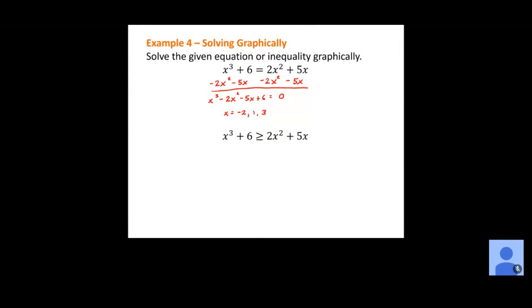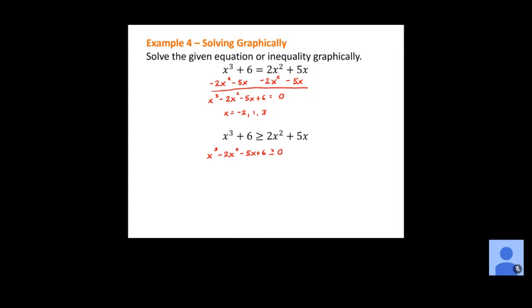All right, so the next one we've got is an inequality. Notice all the values are the same. We're still going to do the same thing in moving everything to the left-hand side. So when we do that, it should give us exactly the same thing we had before, x cubed minus 2x squared minus 5x plus 6. But this time, this is going to be greater than or equal to 0 instead.